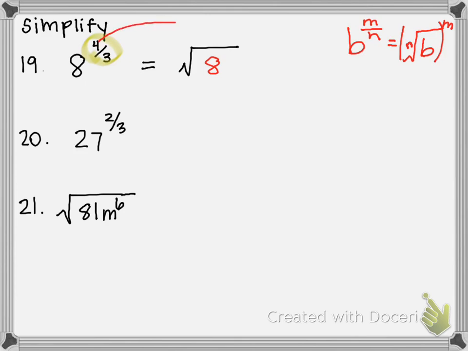4 is my exponent, so it's out here. And the 3 is my index. So that means I'm actually taking a cube root. Whenever you think about a cube root, you're asking yourself what multiplied 3 times will give me 8. If you have trouble figuring that out, you can do a factor tree. So I'll do a little factor tree off to the side here.